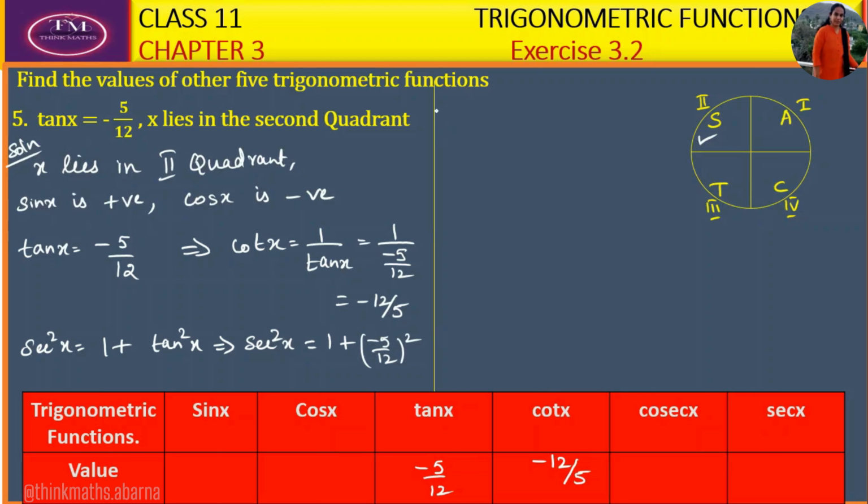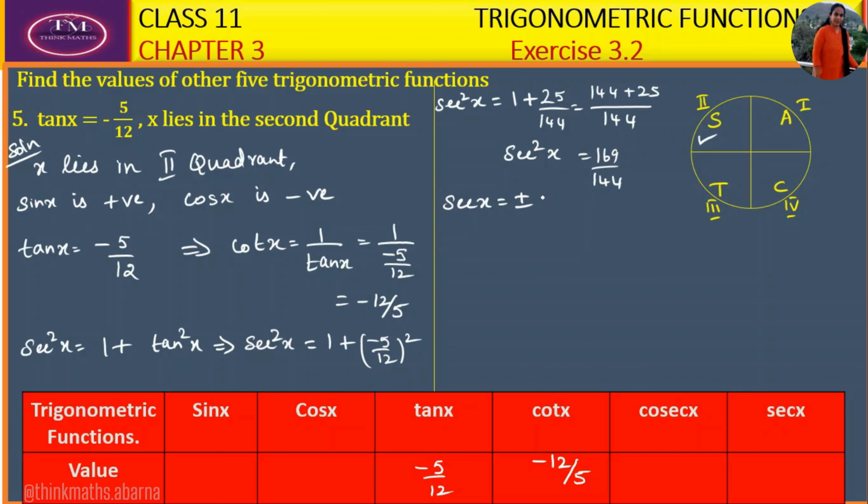whole square. So secant square x will be equal to 1 plus, minus square is positive, 5 square is 25, 12 square is 144. So taking 144 as LCM, we will get 144 plus 25, which is 169 by 144. So secant square x equal to 169 by 144. So taking square root, secant x will be plus or minus, square root of 169 is 13, square root of 144 is 12.